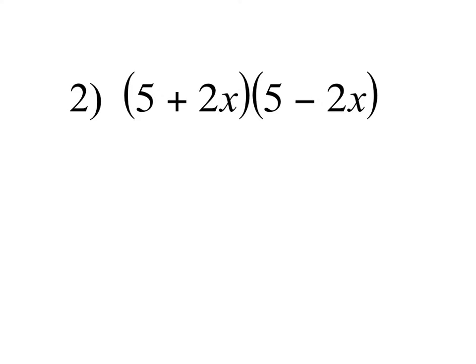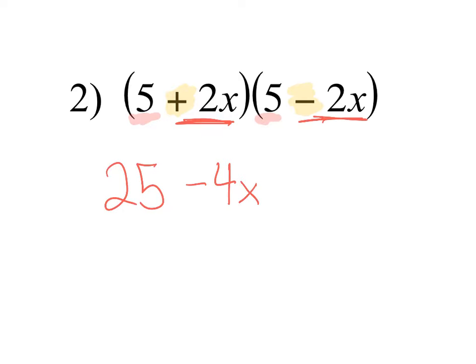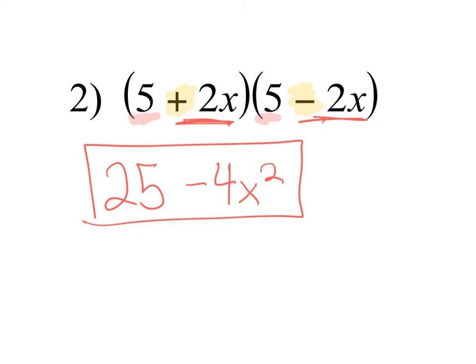Here's what I noticed right away. Exactly the same, except the sign is different. So as long as the sign is different, the middle terms will always go away. That means I'm going to take the outside terms, 25, and the other term, so multiply these two together, that's going to be negative 4x squared, and then the middle terms are gone. That's really the shortcut to it.